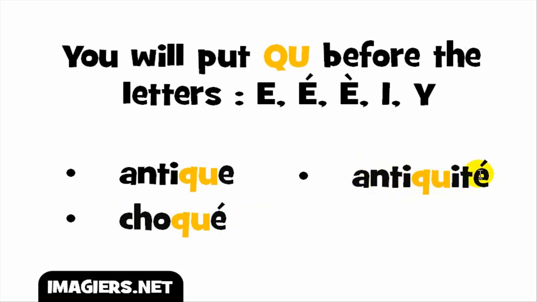And, well, last example with this E sound, okay? So in that case, you get this E letter, okay? So it goes like qui, qui, qui, all right? And the full word goes like antiquité. Okay, antiquité. So let's see them one more time.